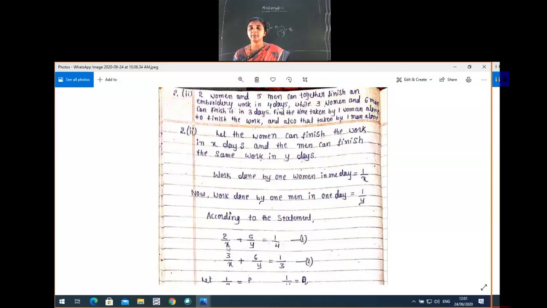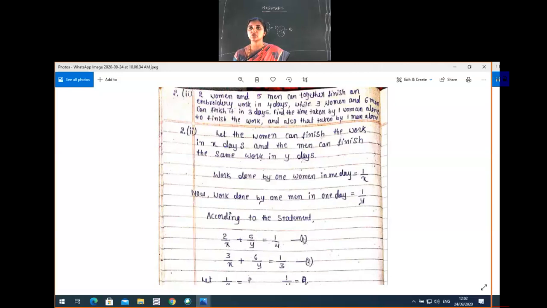Now, with 2 women and 5 men together, how much will they complete in one day? Let me explain again. One woman in one day is 1 by X, and one man in one day is 1 by Y. So 2 by X, because 2 women, and 5 men together, in the sense plus sign, is equal to the total in 4 days. For one day we are calculating, so 2 by X plus 5 by Y is equal to 1 by 4.